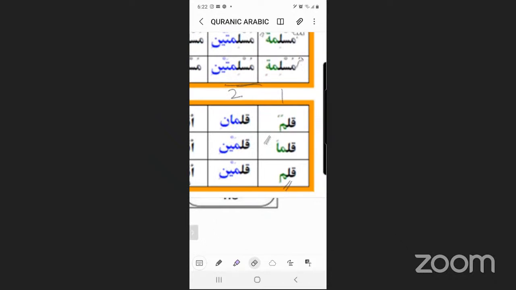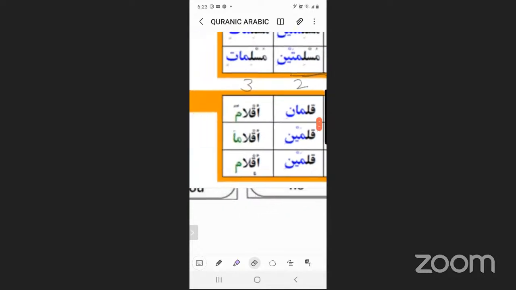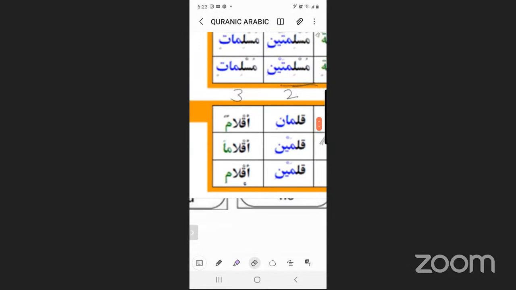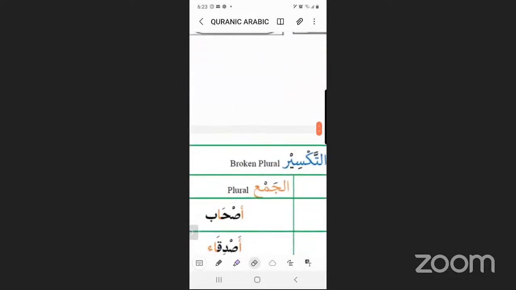Qalamun is a rafa for one, qalaman is a nasab for one, and qalamin is a jarr for one. Qalamani is the dual for qalam, qalamayni. Here you can see the word stays the same, but when it came to three or more, the word qalam became aqlam. The main word broke, and it became aqlamun, aqlaman, aqlamin. Okay, that's the broken plural.